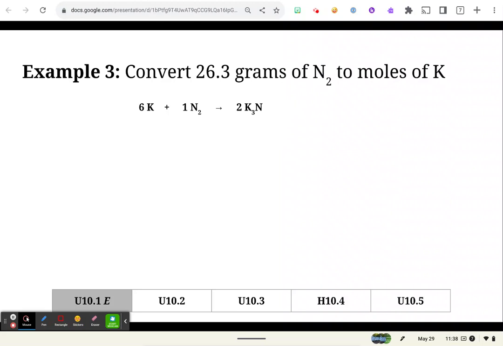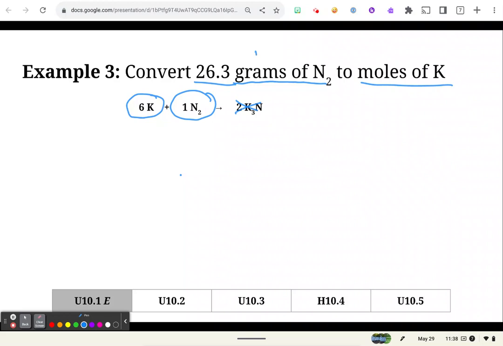All right, another type you might see involves going from grams of N2 into moles of something else. So again, I'm going to do the same thing. I'm going to circle the 2 parts of the chemical equation that the prompt is asking about. So I can totally ignore that 2K3N. All right, I'm trying to figure out if I start with my 26.3 grams of N2, how many moles of K is that going to have to react with?